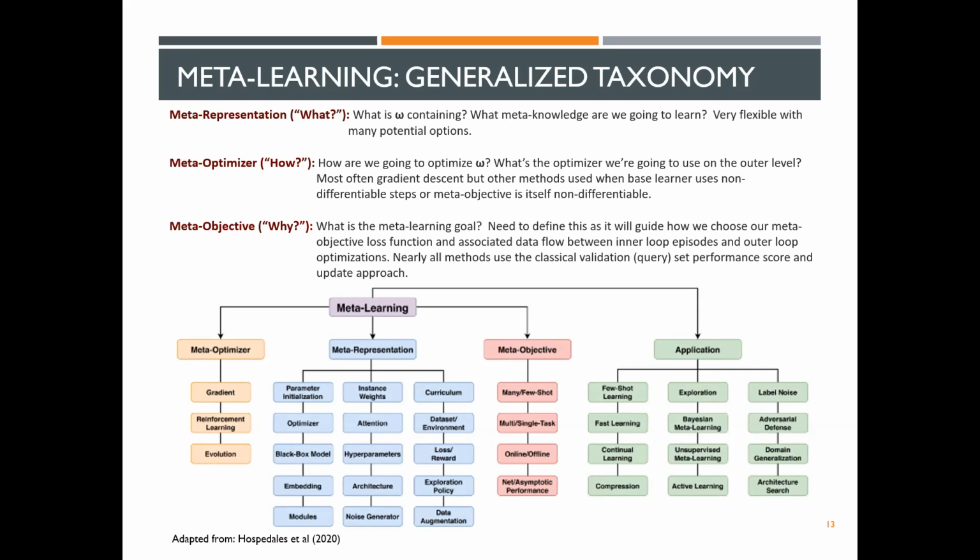Some of these things are certainly related. Representation and optimizer: your optimizer would best fit whatever you decide is your representation. But your objective needs to be clearly defined or thought through before implementation. It's very important to define this because it will guide how we choose our meta objective loss function, and how the data, updates and knowledge flow between the inner and the outer loop.